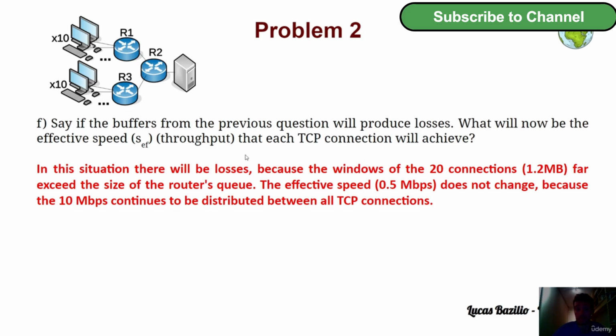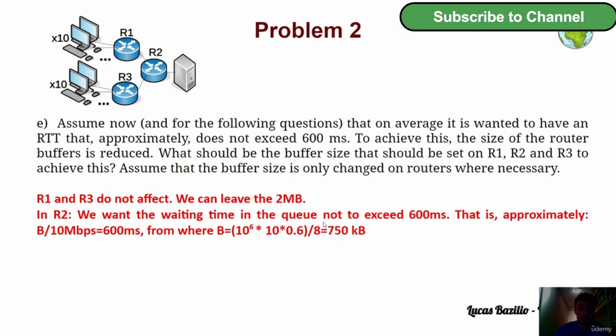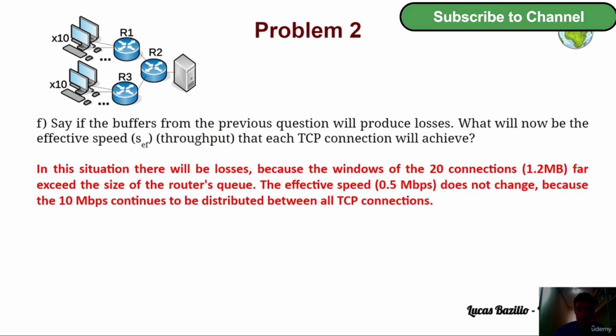What is important in this question F, again related with question E, is that there will be losses, because we can't support all of the size of the windows, which is 1.2 megabytes, on the 20 TCP connections with only the size of the buffer of R2 being 750 kilobytes. With this we have the solution to question F.